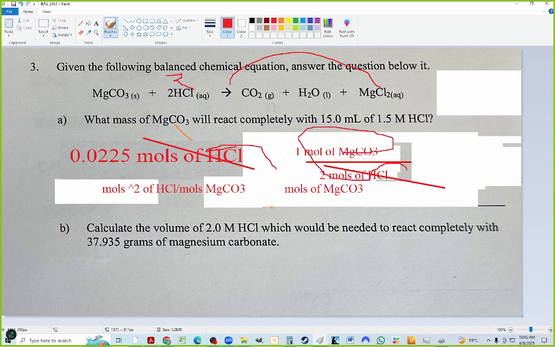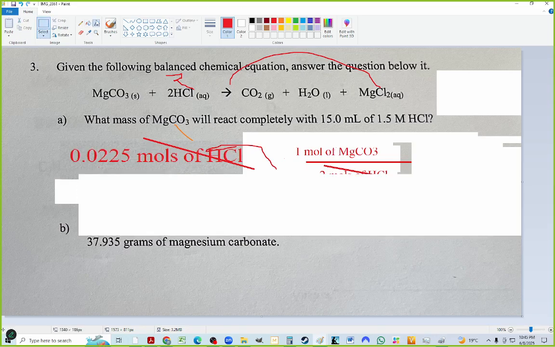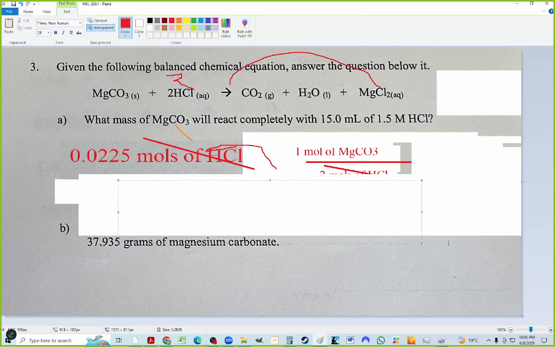I'll do the quick division. Divided by 2 equals, so now we have 0.01125 moles of MgCO3. We're almost there, except we're not looking for moles of MgCO3. We're looking for mass. So now you can look at your mole bridge and say, how do I get there? Multiply that by the molar mass. There you go. Good enough.